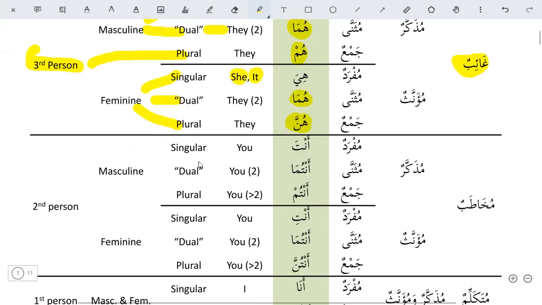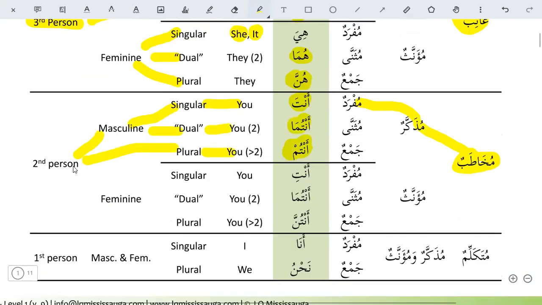Anta, second person masculine. For second person, we use mukhatib. Mukhatib, muzakkar, mufrad: second person, masculine, singular, you. We use anta. Anta means you. For dual, for two of you, we use antuma. For second person plural, masculine, we use antum. Antum means you plural. In Arabic, plural is more than two.